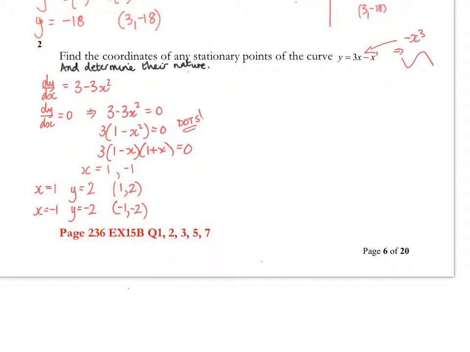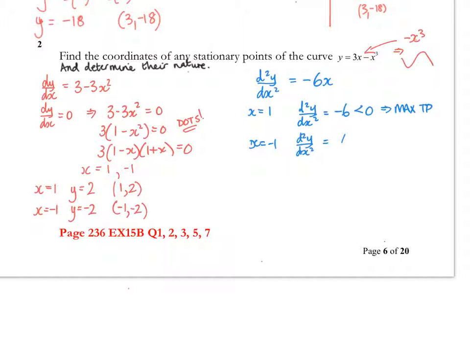To determine the nature, we will look at the second derivative, d2y by dx squared, and that's equal to minus 6x. So when x is equal to 1, the second derivative is equal to minus 6, which is less than 0, so that tells me that it's a maximum turning point. When x is equal to minus 1, the second derivative is equal to 6, which is greater than 0. So that tells me that it's a minimum turning point.